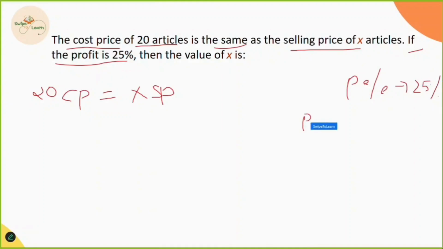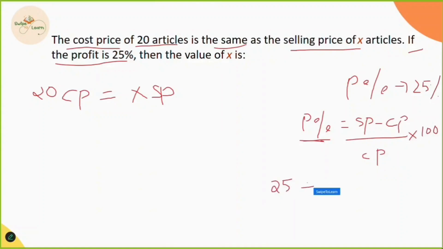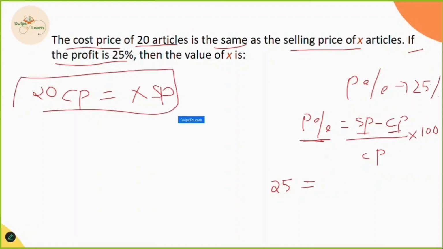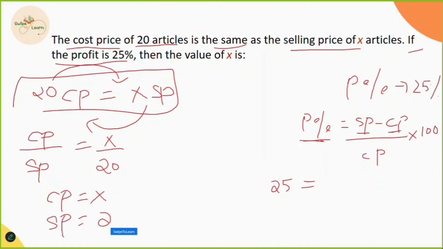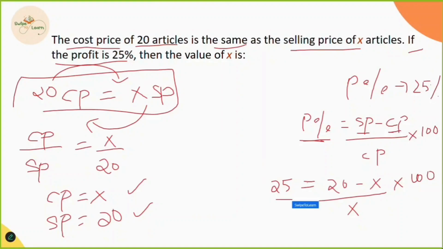We know that profit percent means SP minus CP, which is profit, divided by CP into 100. They gave that profit percent, which is 25%. Okay, now we'll calculate what is SP and what is CP. So what I said, when it is given in this form, we have to convert into CP divided by SP. So when SP comes here, 20 will be going here. So that means X by 20. So CP is X and SP is 20. So when we know CP and SP, it is easy to calculate profit percent. So SP is 20 and CP is X. So 20 minus X divided by CP, which is X, into 100 is equivalent to 25.